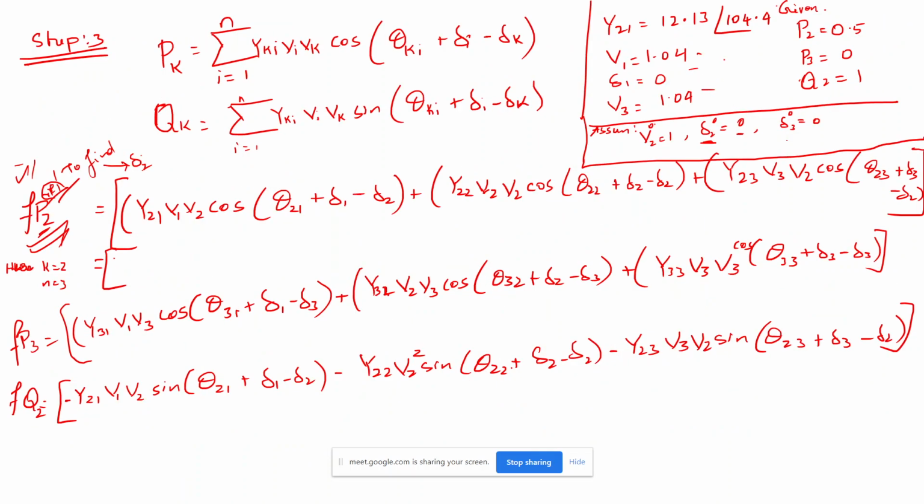Now tell me, what is the y21 value? It is nothing but 12.13. Then we need to write the v1 value. What is the v1 value? It is nothing but 1.04.